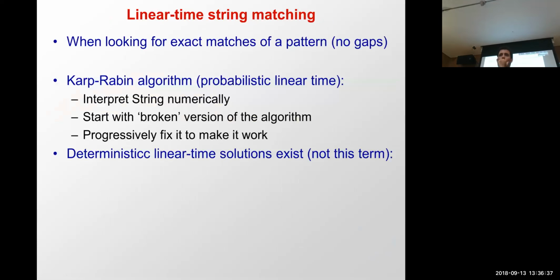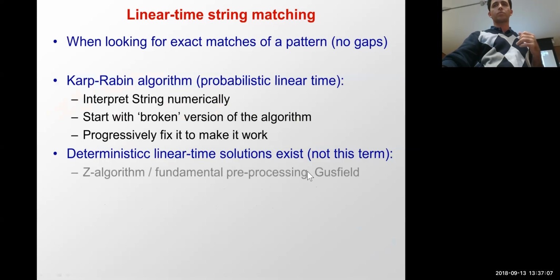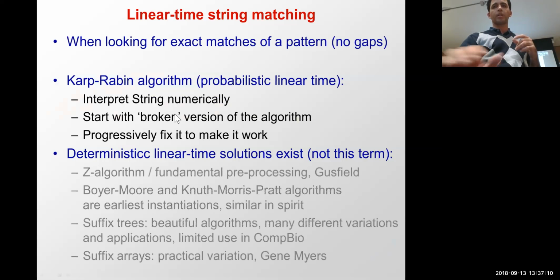Okay? So linear time string matching is basically when I'm looking for exact matches of a pattern with no gaps. And the Karp-Rabin algorithm basically gives you a probabilistic linear time, which basically means it's linear if you're not terribly unlucky. Okay? And then the way to do that is to interpret your string numerically. And we're going to start with a broken version of the algorithm, progressively fix it to make it work. And then we're going to look at actually the Z algorithm at the end.